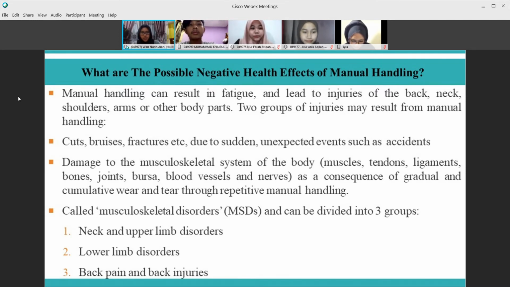Second would be damage to the musculoskeletal system of the body, such as muscles, tendons, ligaments, bones, and so on. This musculoskeletal disorder can be divided into three groups, which are neck and upper limb disorder, lower limb disorder, and back pain.